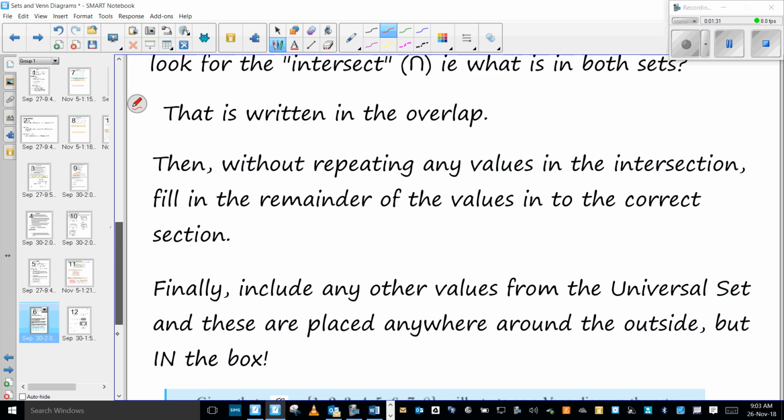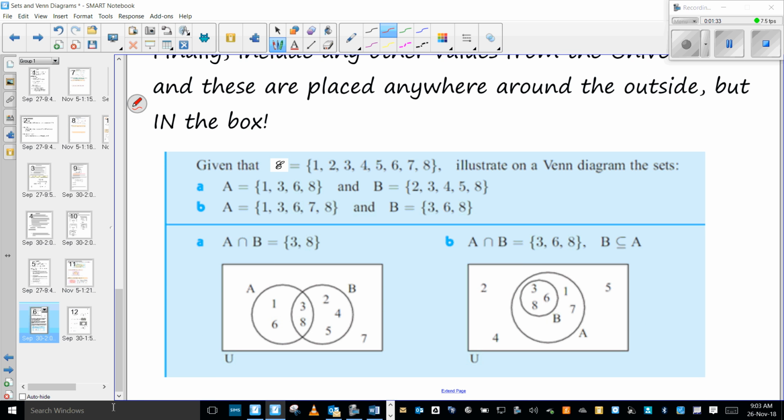Alright, so this one has been done for you. So it says here, now if you recall, the universal set is very important. Whilst it doesn't really have a major effect on your initial working, it is very important when you're illustrating things on a Venn diagram. So set A, it says here, is 1, 3, 6, and 8. And set B is 2, 3, 4, 5, and 8.